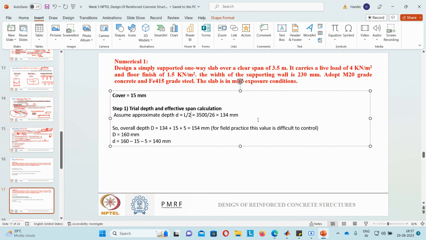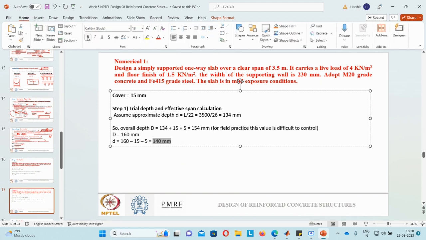Sir, we are using 5 mm, sir? Diameter is 10 mm, no? This is the radius. Okay, sir. Till the middle of the rebar, we assume the effective depth, no? Yes, sir, I got it, sir. Okay, so 140 mm we are assuming as the effective depth.